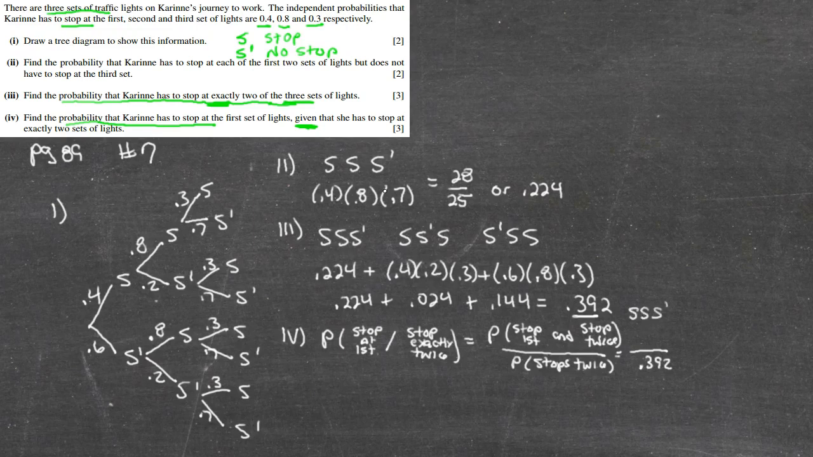Stopping twice and then not stopping, that's 0.224. And then we have to see if it happens any other way. Well, yeah, here she stops and then doesn't stop and then she stops again. That's stopping twice and stopping the first time. So we're going to put that probability in there. And see, now all we do is add those numerators together and divide by 0.392, and we should get 31 over 49, or 0.663, three significant figures.